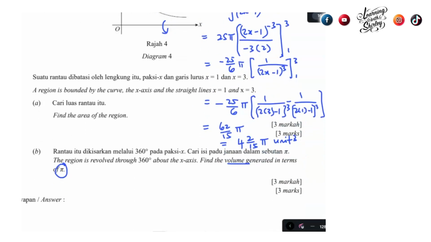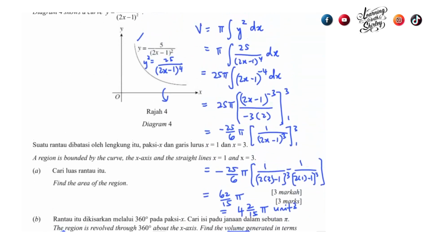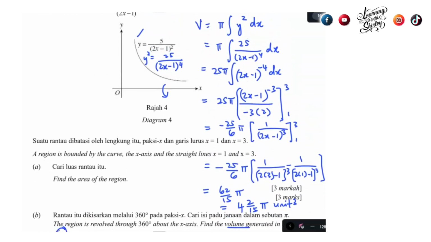So this is 3 marks. Where do we get the 3 marks? The 3 marks will be this step here, 1 mark, and then this is 1 mark, and the final answer is 1 mark. So total for this question is 3 marks.